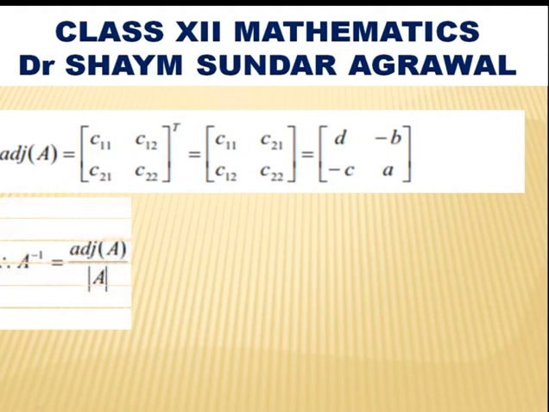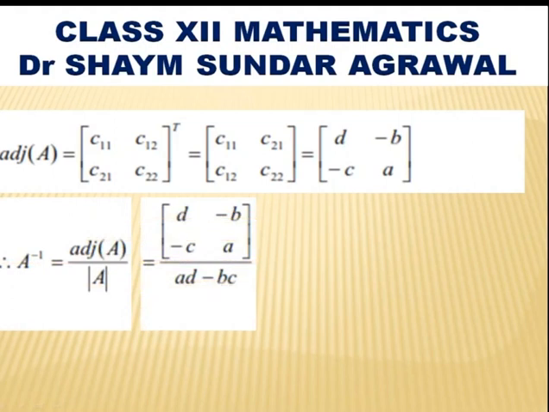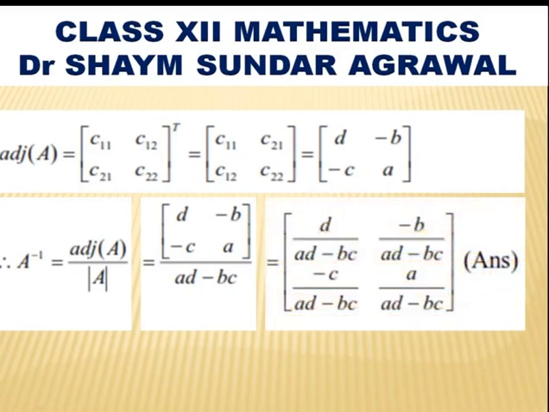Then the inverse of A is the adjoint of A by the determinant, that is the matrix containing D, minus B, minus C, A divided by AD minus BC. Or the matrix contains 4 elements: D by AD minus BC, minus B by AD minus BC, minus C by AD minus BC, and A by AD minus BC. So this is the inverse of the given matrix.